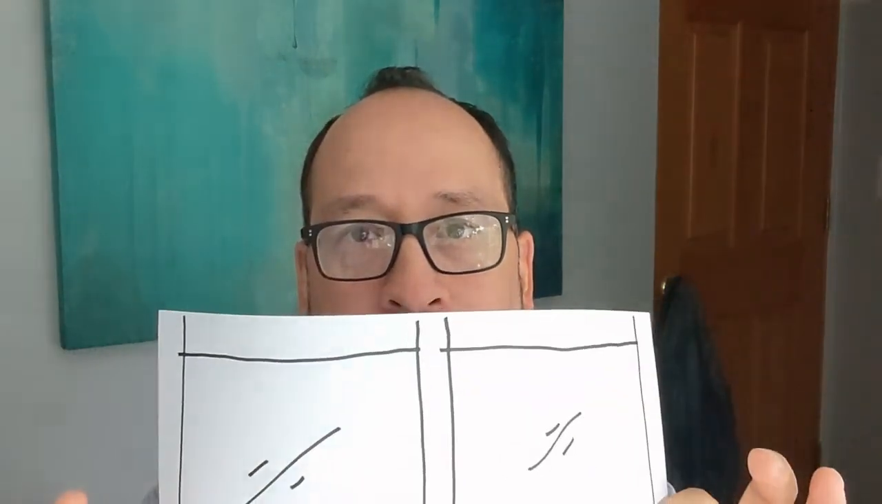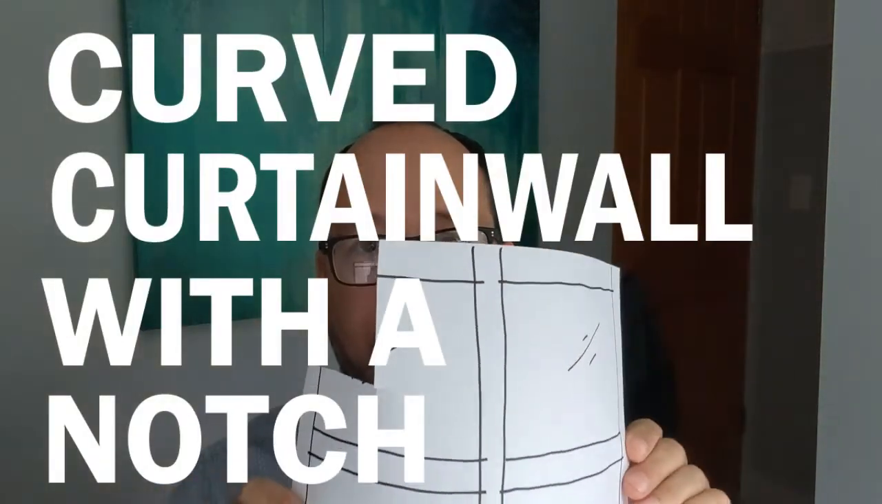Today I have a new question from one of my subscribers. How to build a curtain wall. Okay, simple enough. How to build a curtain wall that's curved. Okay, so build a curtain wall that's curved, not a problem. How to build a curved curtain wall with a notch. Well, that's going to take a little bit more time. So, let's take a look how to make that happen in Revit. Right this way.